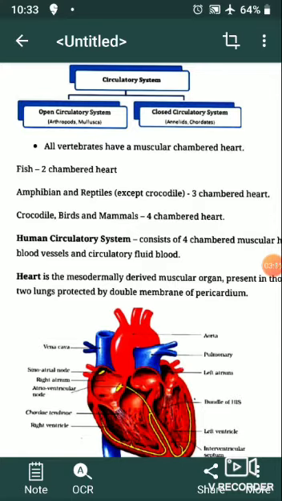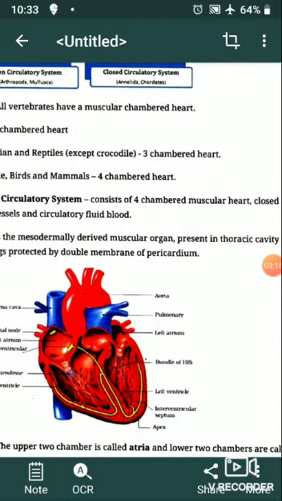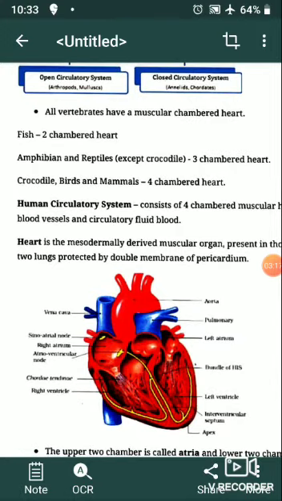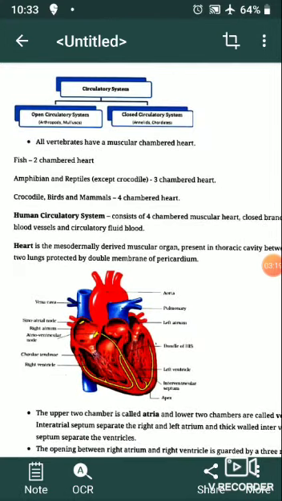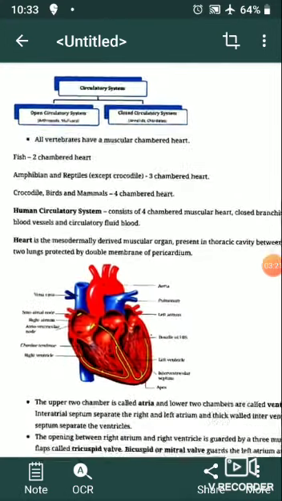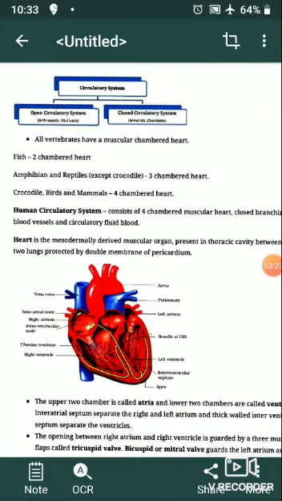Human circulatory system: a four-chambered muscular heart, closed blood vessels and circulatory fluid, blood. The heart is the mesodermally derived muscular organ present in the thoracic cavity between the two lungs, protected by a double membrane, the pericardium.